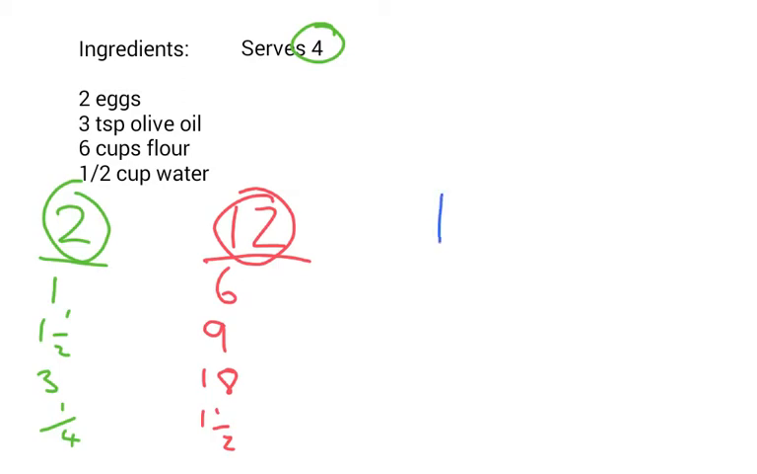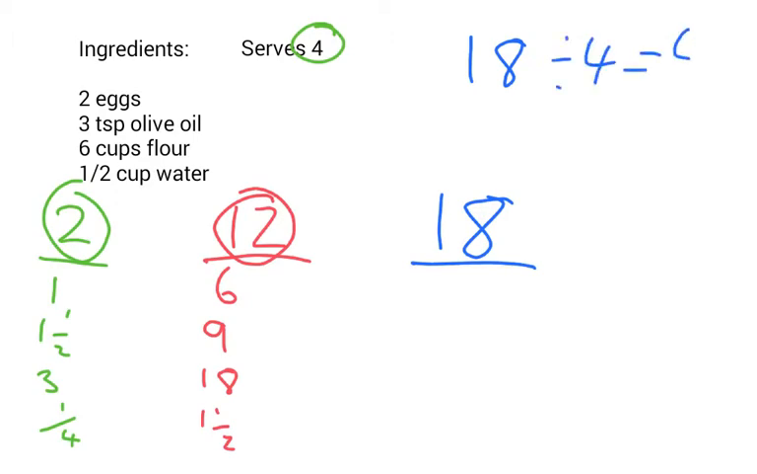What if we wanted to serve 18 people? How many more times than 4 is this? Well, 18 divided by 4 equals 4.5. This means the recipe now needs to be 4.5 times bigger, and all the ingredients need to be times by 4.5.